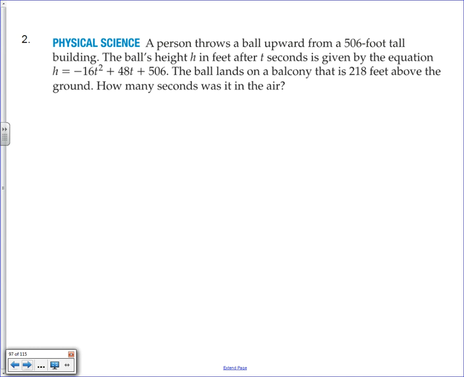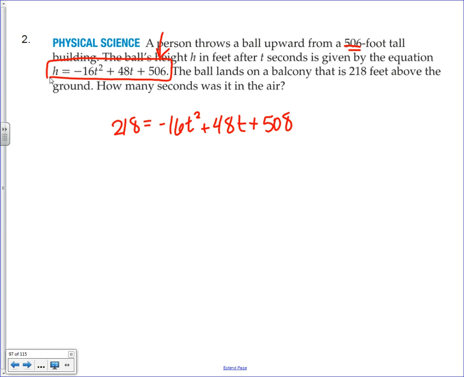I want you to notice that they give you the equation for this problem, okay? Notice it starts at 506, which is why this 506 is on the end here. And they want the ball to land at 218 feet. Well, that's a height, folks. So that 218 is going in for H. And this is now the equation that I need to solve.